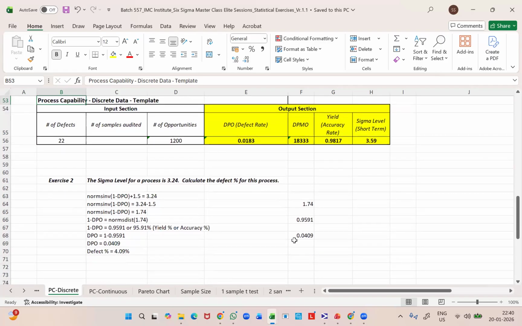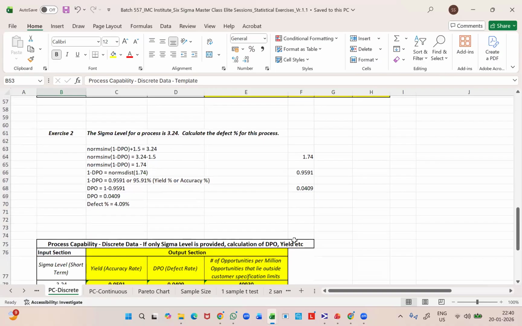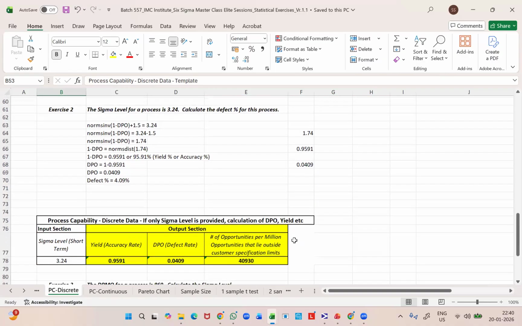Or if they had given the sigma level and they ask you to calculate the defect percentage, then the template under exercise 2 needs to be applied. Wherein we just need to provide the sigma level. In the question itself, they would have provided just the sigma level alone, and they would have asked you to calculate the defect percentage. If that is the case, just provide the sigma level alone in this template under exercise number 2 in the PC discrete sheet, right? So you'll get the answers.